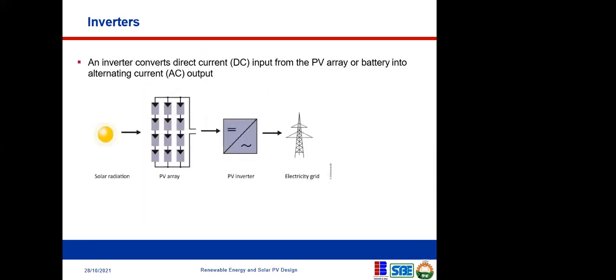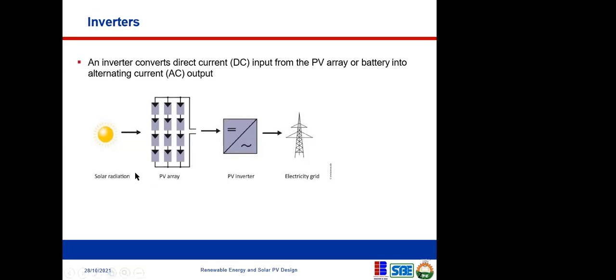So now let's talk about inverters. Having talked about the PV cells, modules and arrays, let's talk about the inverters. Of course, we all know what the inverter does. An inverter converts direct current input from these PV panels, arrays, or from batteries. Batteries store energy in DC form. So even if you're getting the energy from the batteries or from the sun, the inverter converts it from direct current to AC current. That is just the work of an inverter.